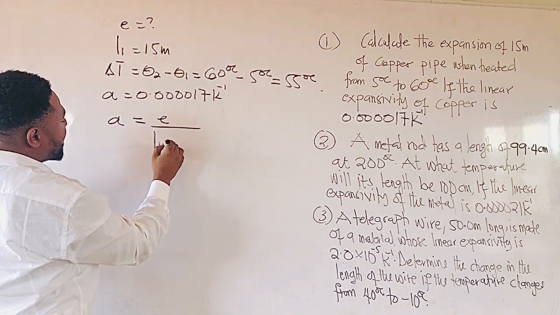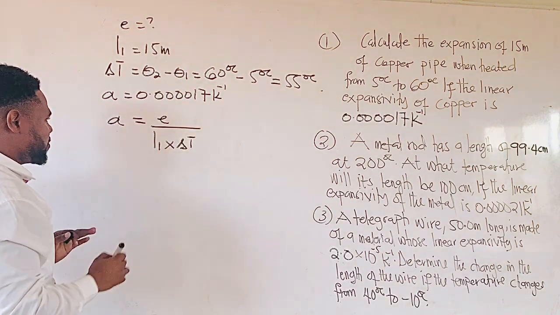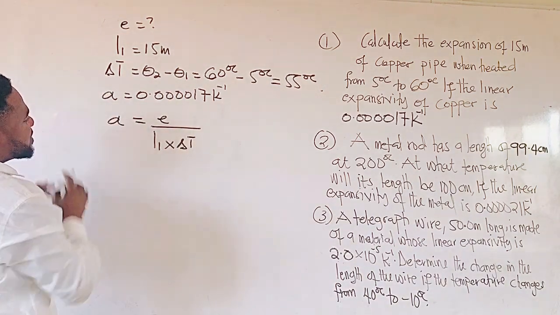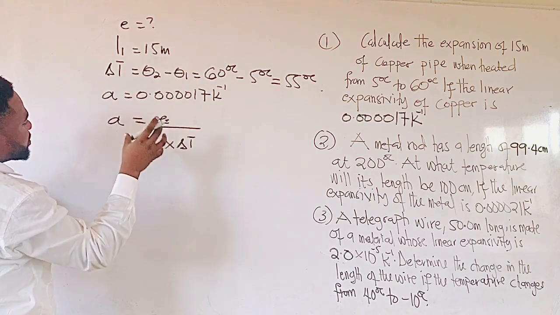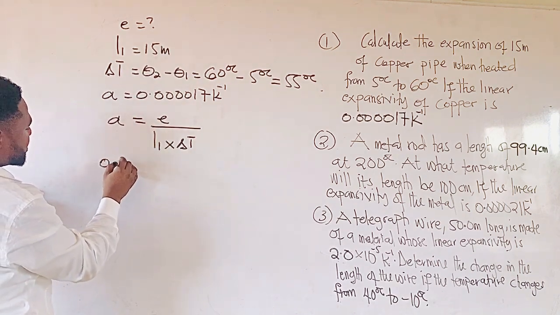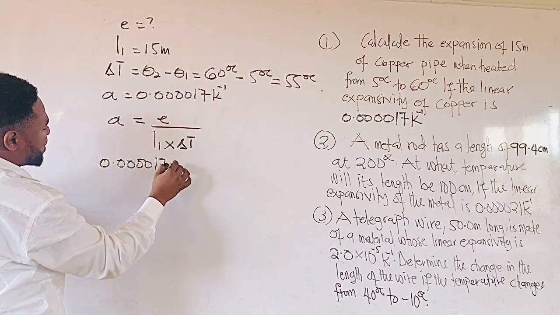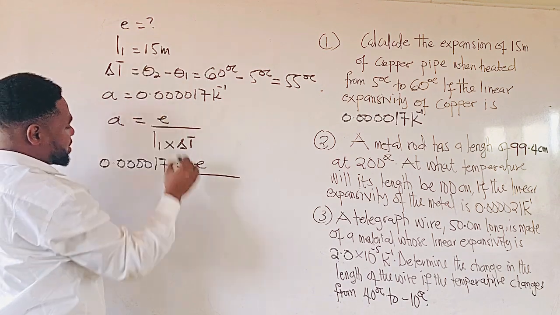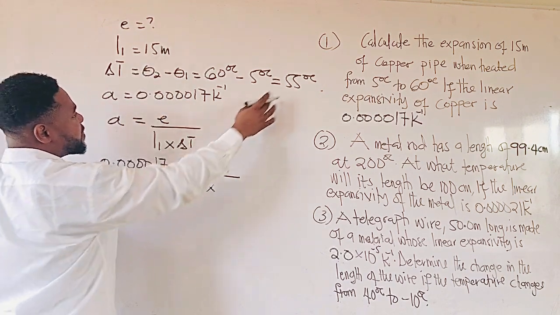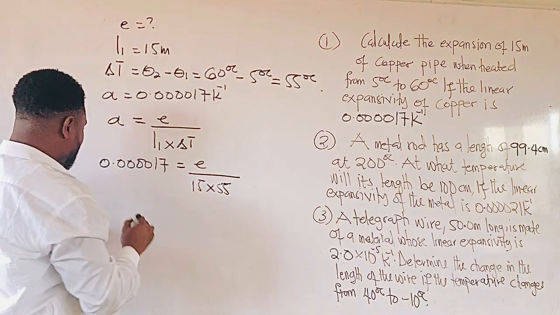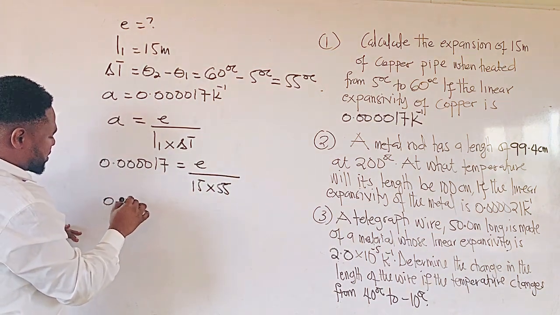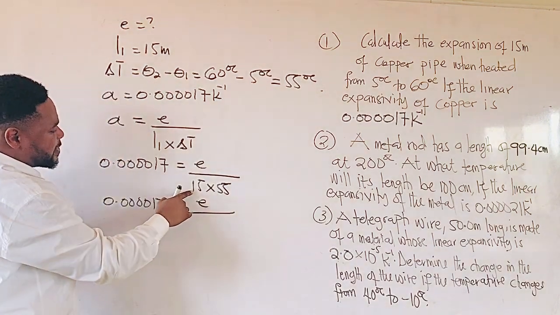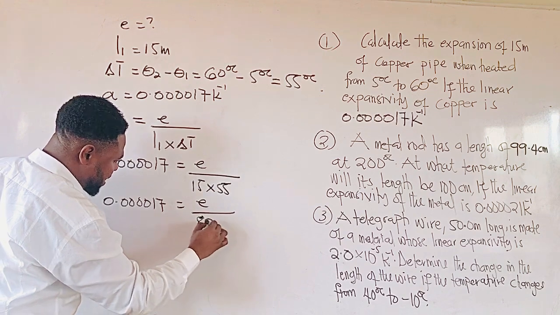Now, from the formula that we studied, linear expansivity is equal to expansion all divided by original length times change in temperature. From this formula, we are looking for expansion, and we know our expansivity here. So we substitute the values into the formula, and we have 0.00017 equal to expansion divided by original length, which is 15, times change in temperature, which is 55. So we simplify this as 0.00017 equal to expansion divided by 15 times 55, which gives us 825.